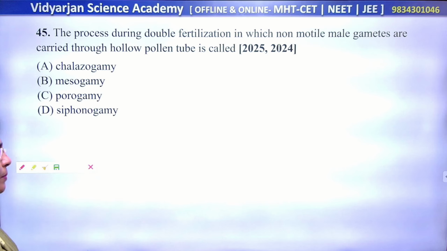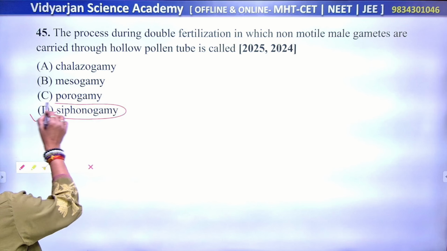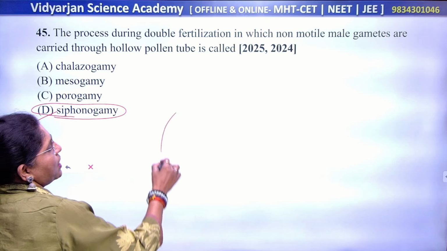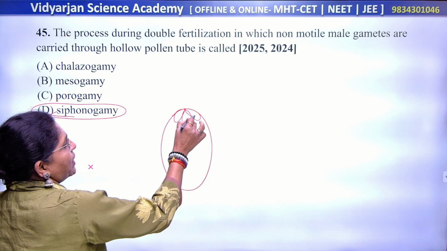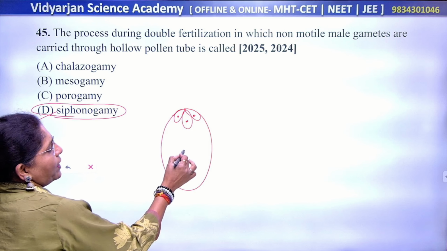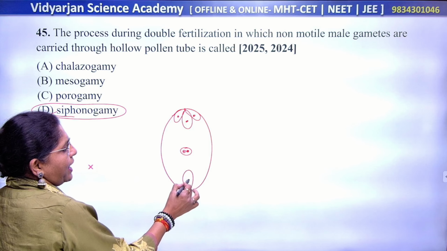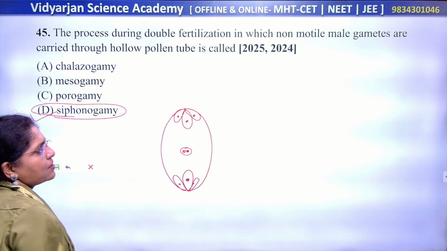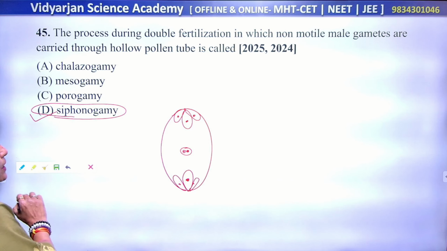So what should be your answer here? For the answer, that is called as syngamy. Okay, the process during which double fertilization. You know the meaning of double fertilization. If this is your embryo sac, this is your secondary nucleus, this is the egg cell, and these are the antipodal cells here. And I'm sorry, synergids. So what should be the thing here?